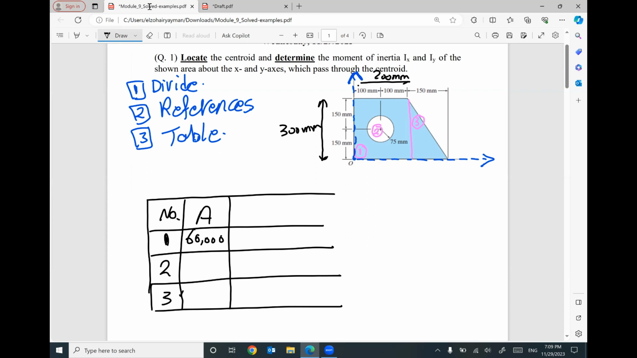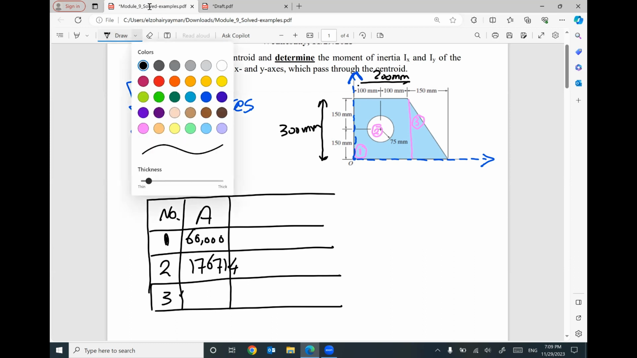Then part number 2, we have a circle. So the area of this circle looks like we are given the radius, 75. So by πr square, the area equals 1767.4.